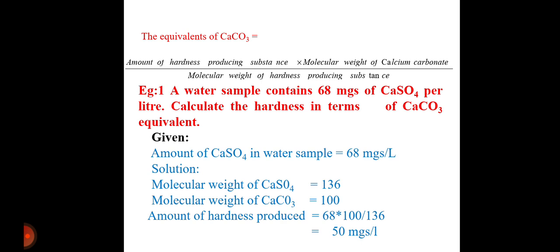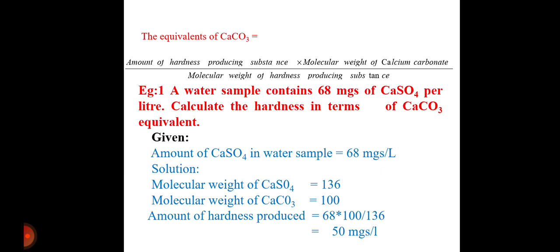A water sample contains 68 milligrams of calcium sulfate per liter. Calculate the hardness in terms of calcium carbonate equivalent. Given data has to be written first. Amount of calcium sulfate in water is given as 68 milligrams per liter. So we can find out the solution.